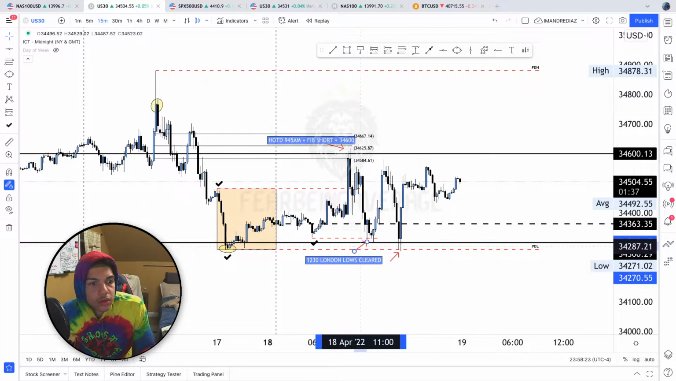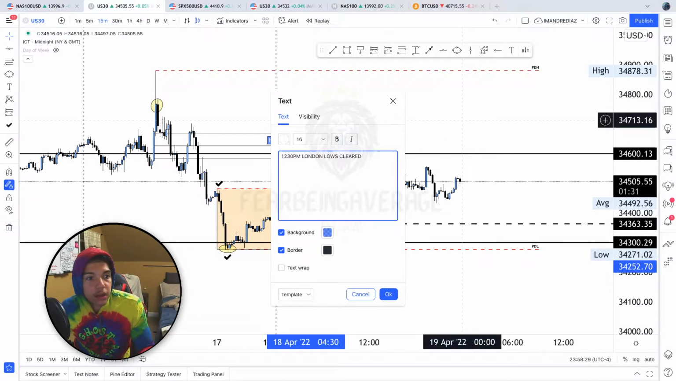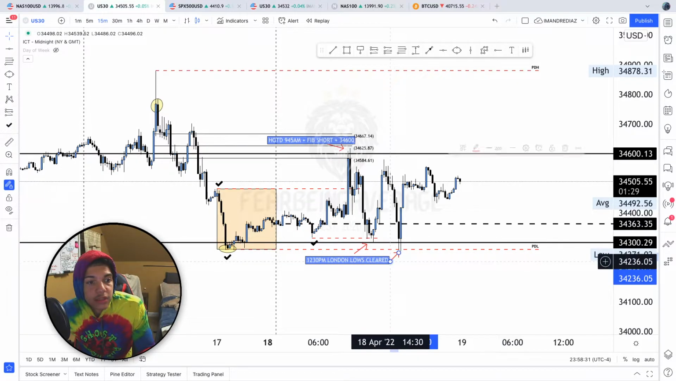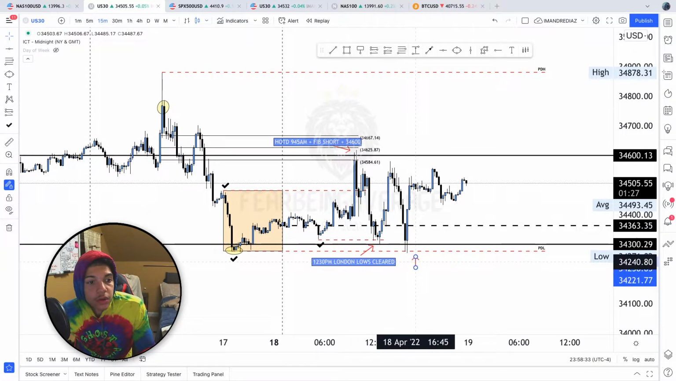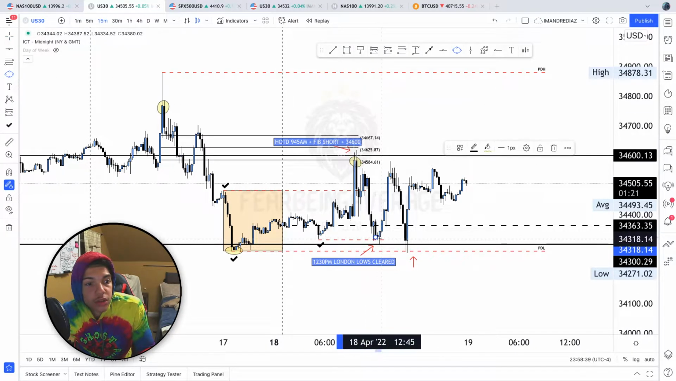Okay. Right in there. So at 12:30 p.m., we had the London lows cleared. And now that's going to bring us to our second part right over here. Let's say you missed this original trade up here. What if you would have wanted to potentially look to catch a potential retracement? So what would you have done?